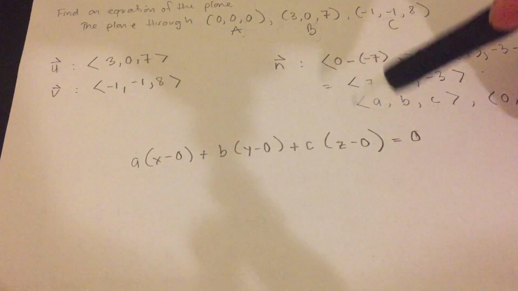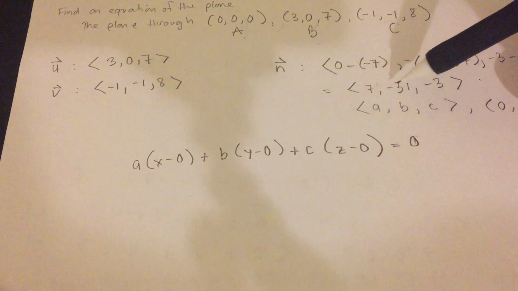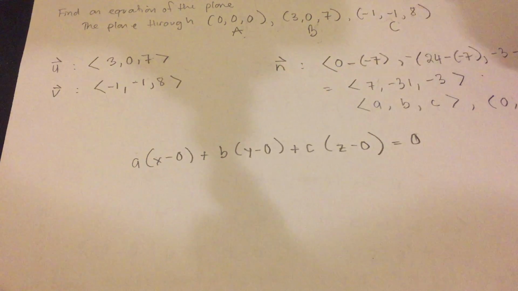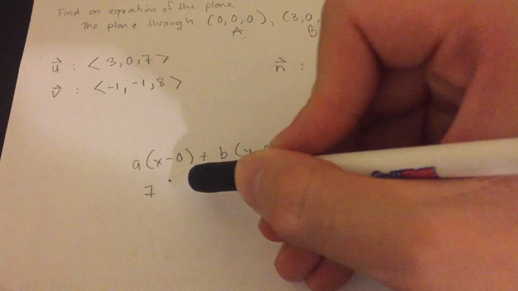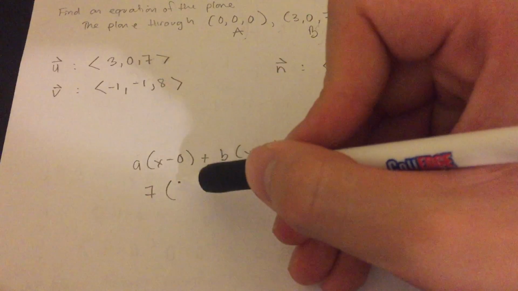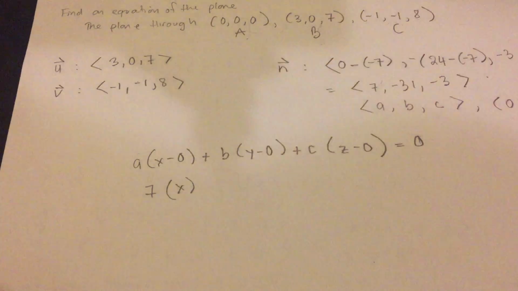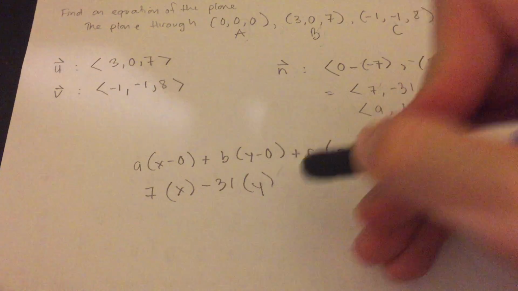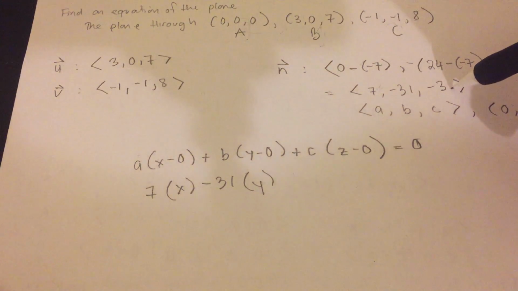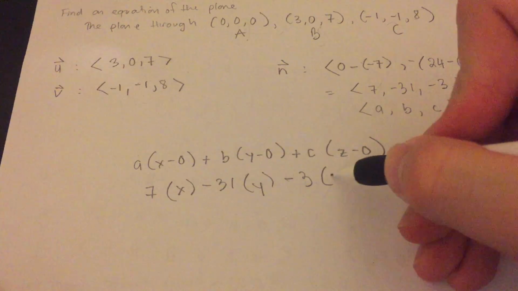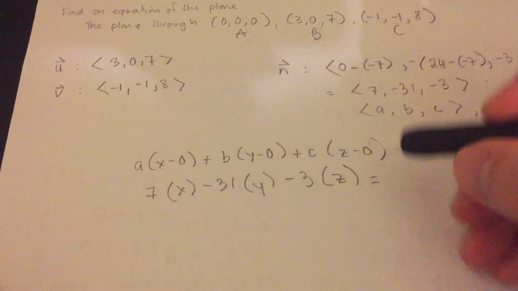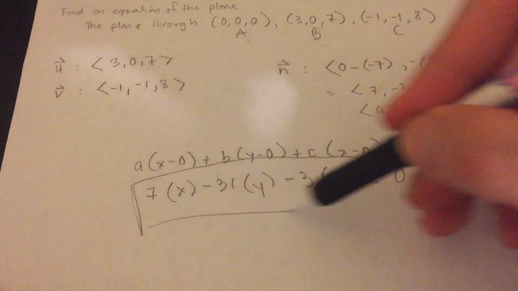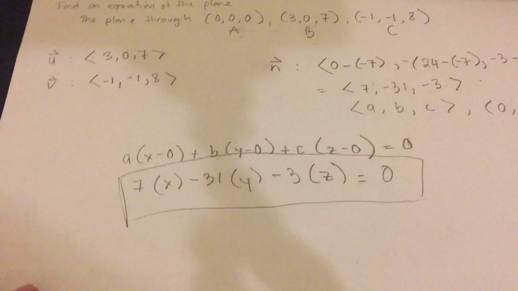So now you can plug your normal vector into the equation. So you have 7, -31, and -3. So 7 times x minus 0, just x, -31 y, and -3 z, everything equal to 0. So yes, this is your answer. That's your final answer. Thank you.